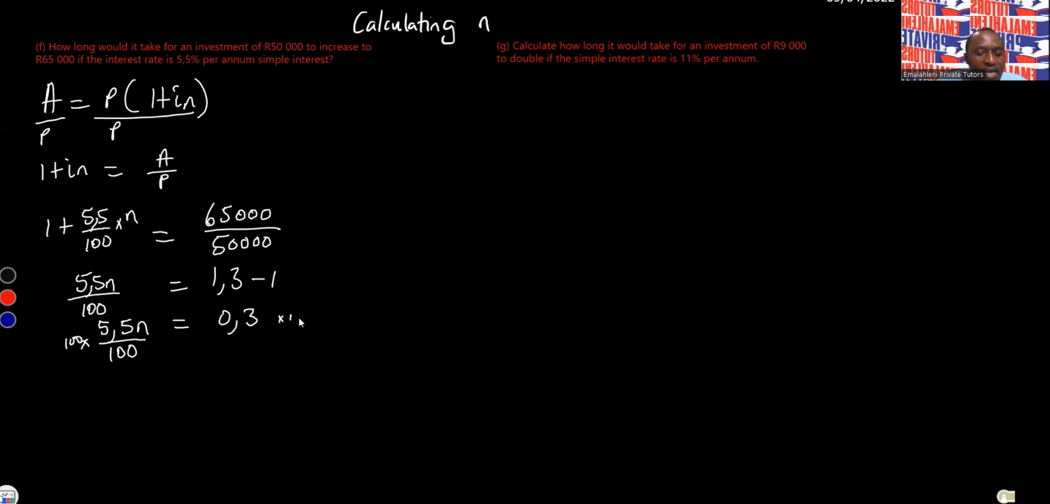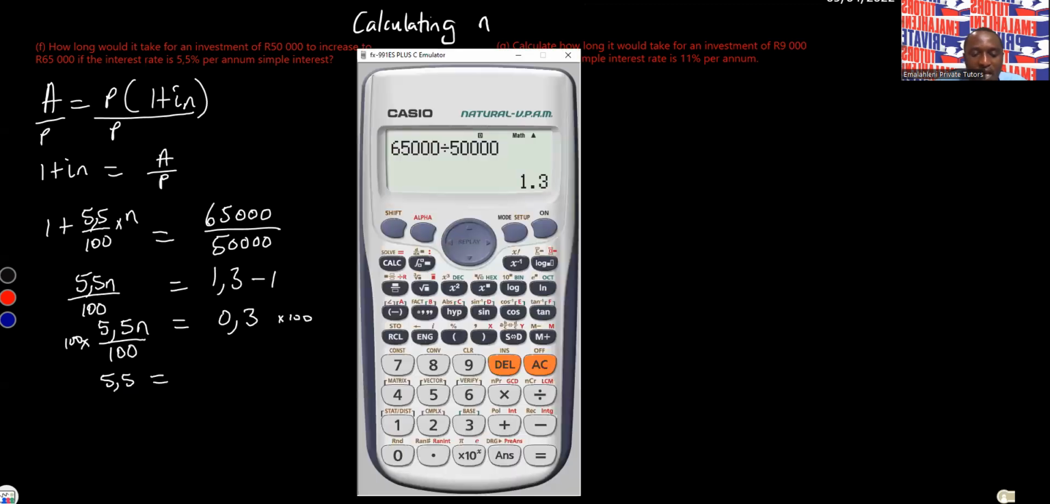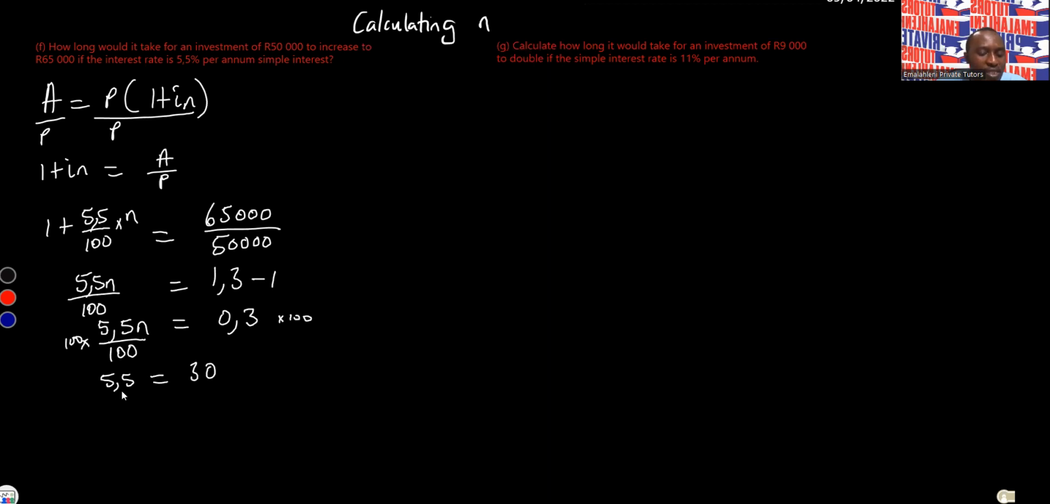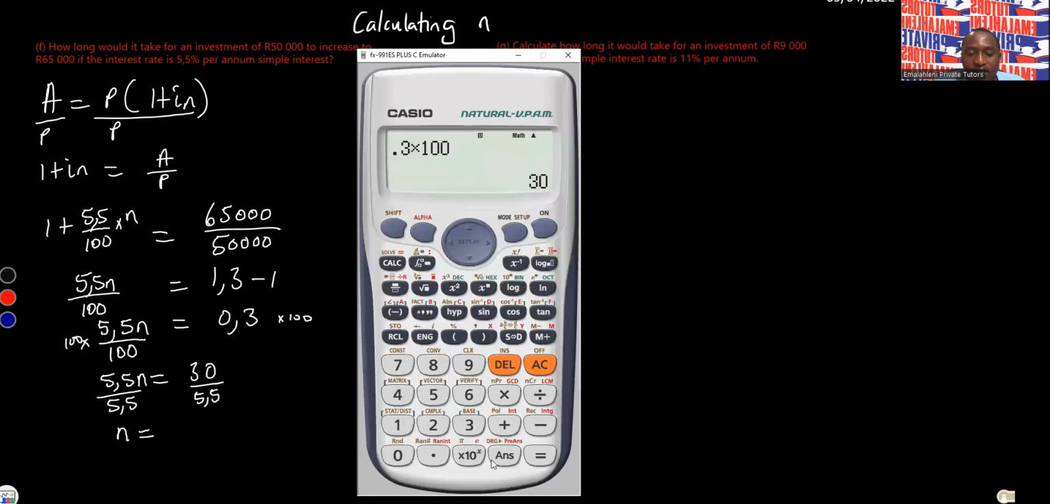Now let's try to multiply both sides by 100 to remove 100. So we're going to cross multiply here by 100. Then we're going to be left with 5,5 n is equal to 0,3 times 100. So you move your comma there 2 units to the right. Now we're going to divide by 5,5 here. So our n should be equal to 30 divided by 5,5.